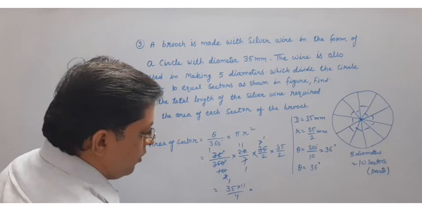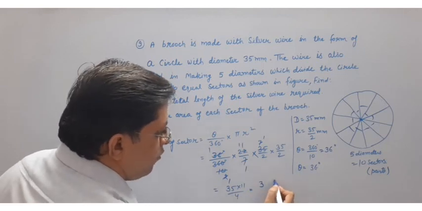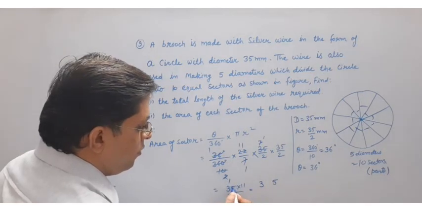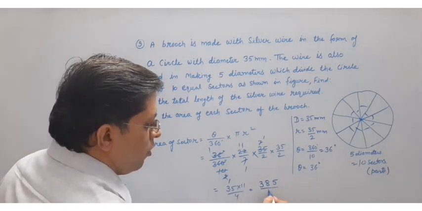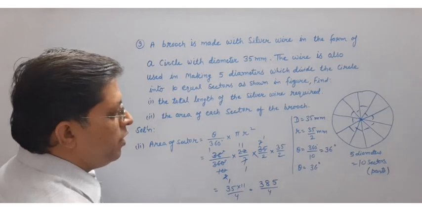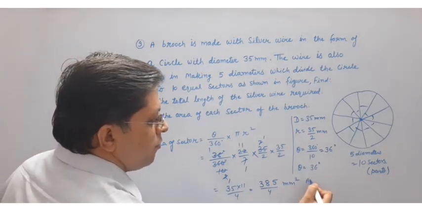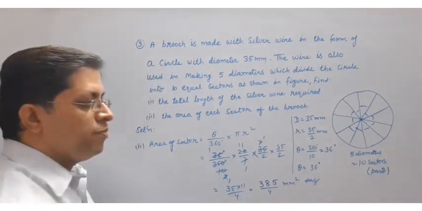Multiplied by the Vedic method. See, 3 and 5 is here. 35 into 11, 3 and 5 I have written here. 5 plus 3 is 8, upon 4. Area is asked, so what will be the unit? Millimeter square. This is the answer.